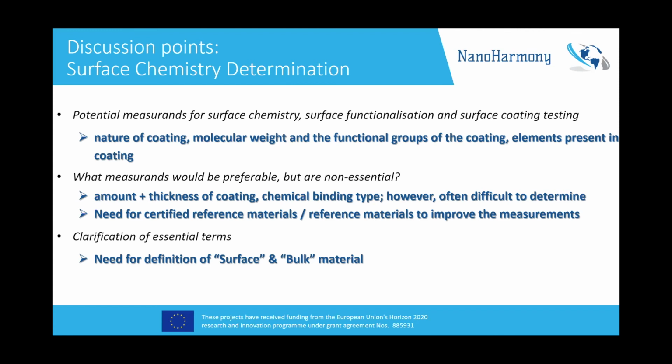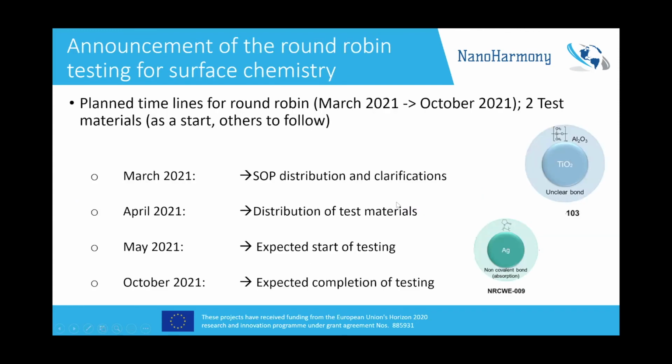So next slide, please. So we announced round robin testing for surface chemistry. So these are the planned timelines. We announced them for two materials, the titanium dioxide coated with aluminium oxide and silver PVP. So that's in the first case the NM103, and then the other the NRCWE009 material. That is a start, and other materials will follow.